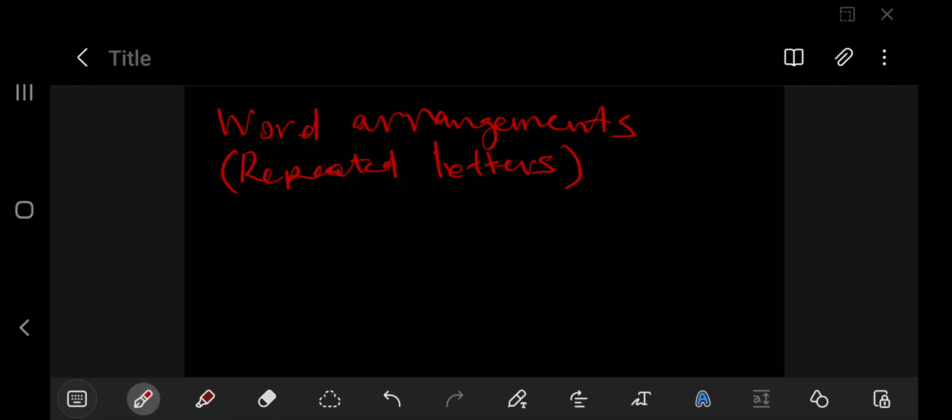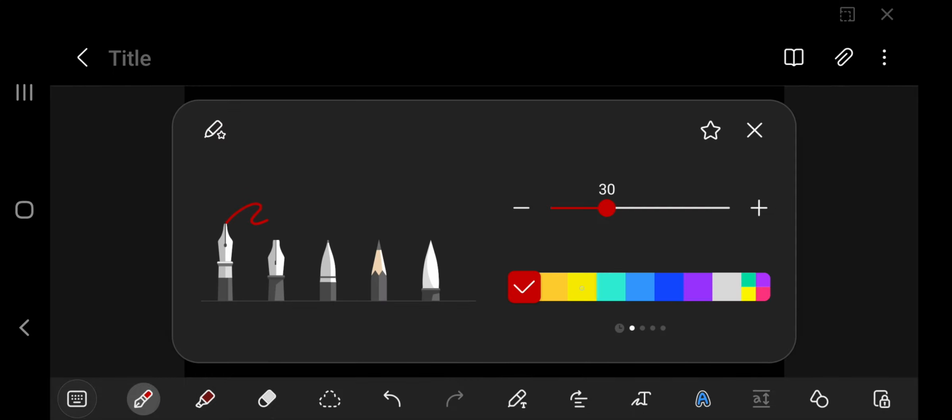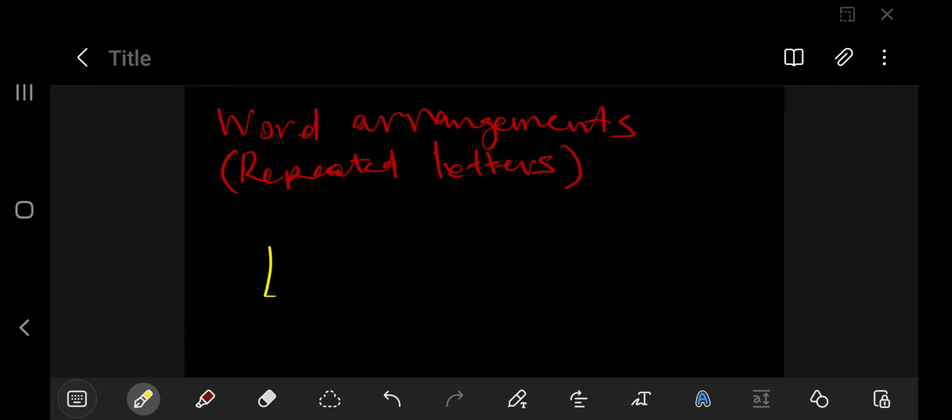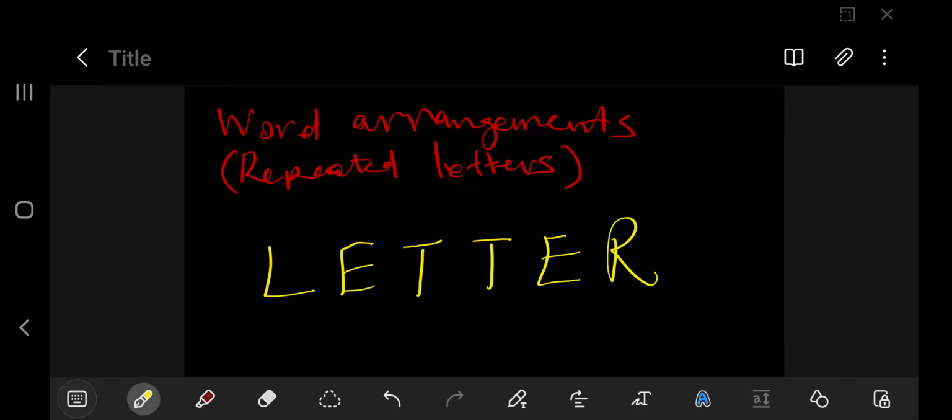For example, consider the word LETTER. Right, this word has letters that are repeated, which is E and also T. T is also repeated, right?